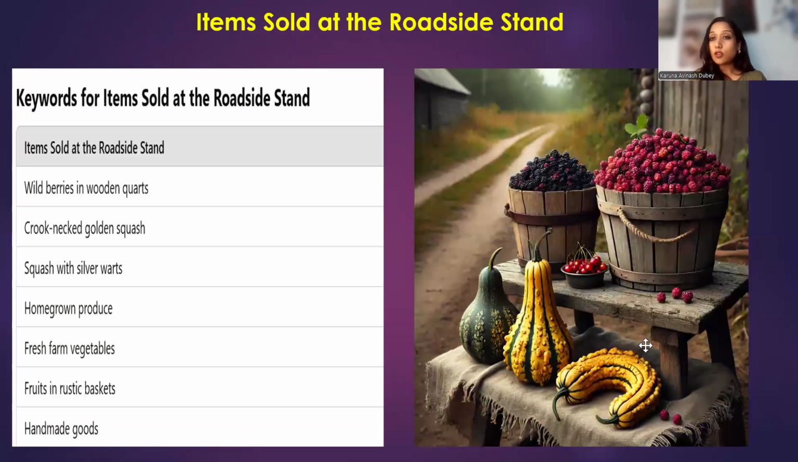Now, keywords of the items that are sold. First is wild berries in wooden quarts, crook neck golden squash, squash with silver warts, homegrown produce, fresh farm vegetables, fruits in rustic basket, handmade goods.